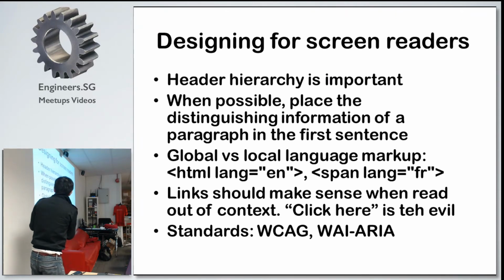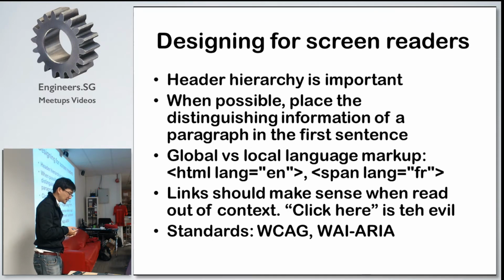There are also things like global versus local language markup. For sighted people, it doesn't really matter. But for screen readers, it does, because you can mark the whole document as one language, but mark out specific parts in a different language. If you mark incorrectly, the screen reader would read gibberish. There's a website where I can show the example, but it basically reads gibberish. Also, links should make sense when read out of context. Like I said, click here is evil.